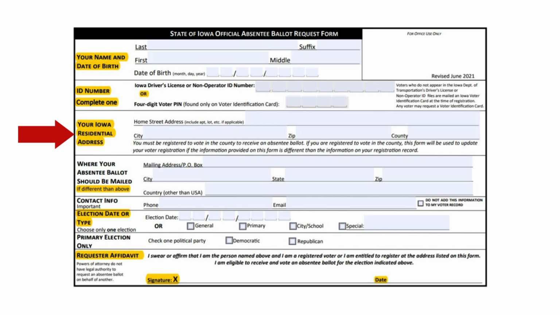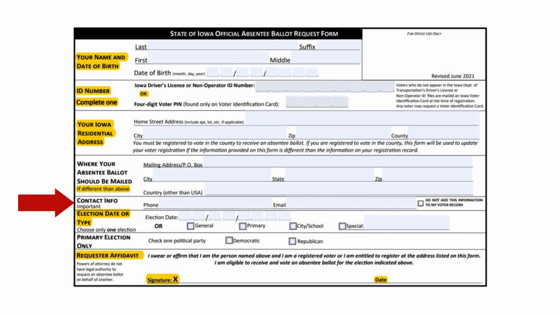Next, the voter will need to put down their Iowa residential address. If a voter is registered to vote and has moved, they can put their new address on the absentee ballot request form. The voter does not need to put where their absentee ballot should be mailed as long as they are voting in person.